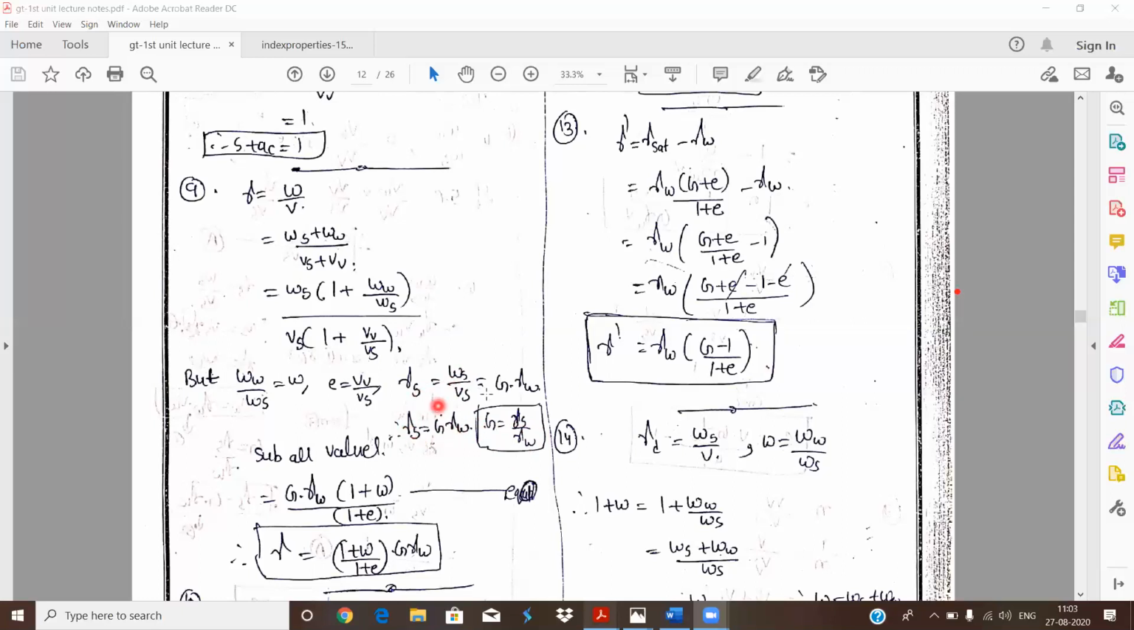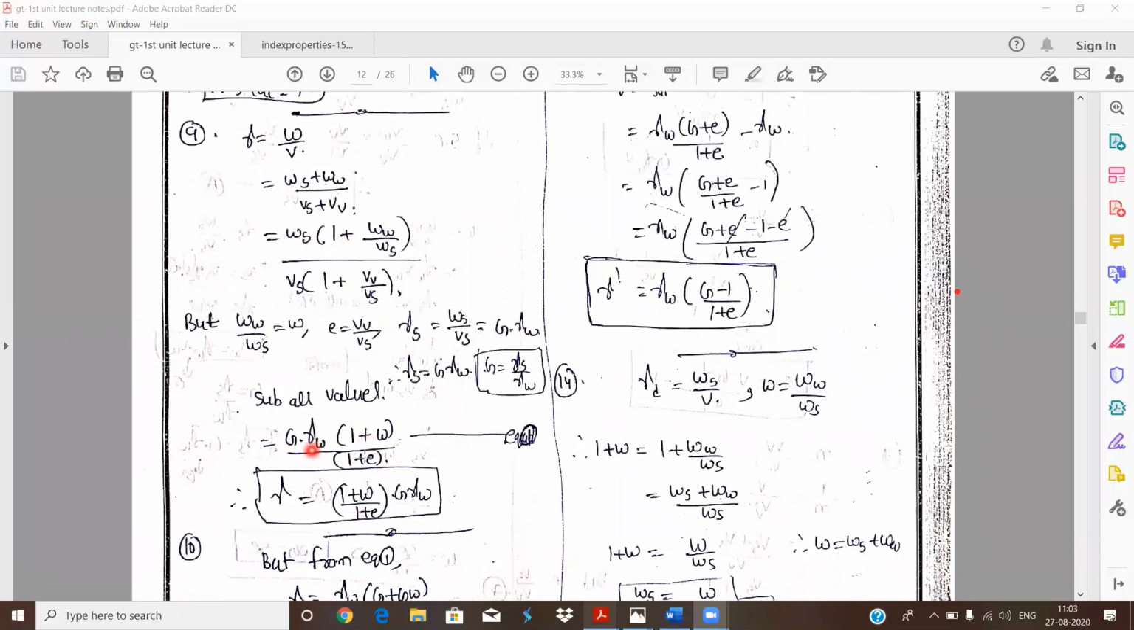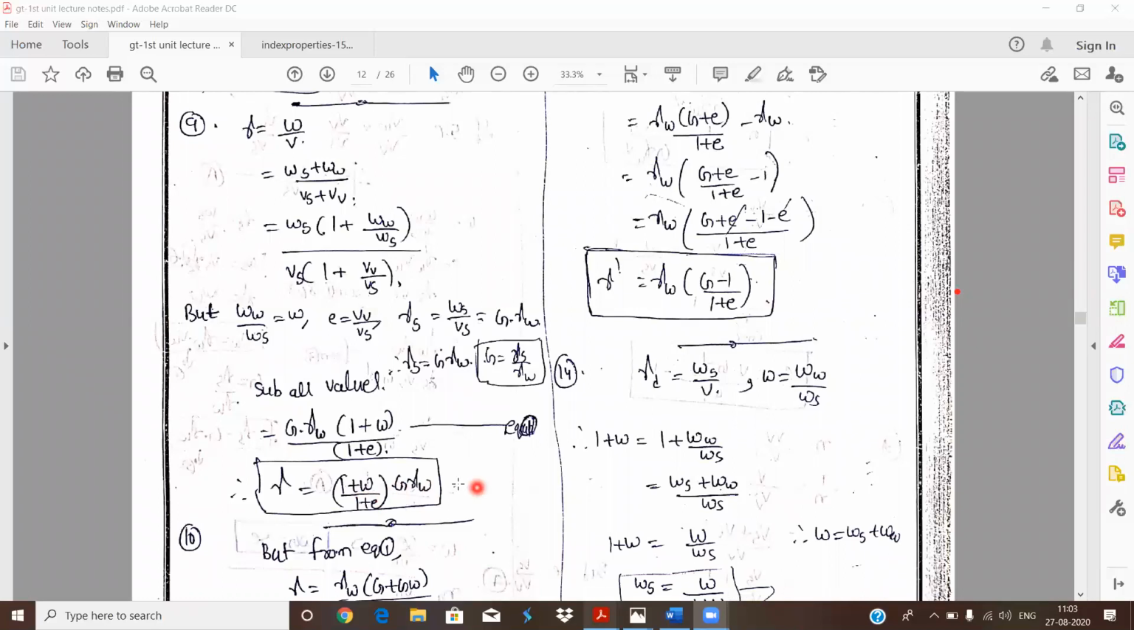Equating both equations and placing one in the other, since Ws by Vs equals G into gamma w, we can directly replace it. So the final equation comes out as gamma equals G gamma w times (1 plus w) by (1 plus e). This is the equation most frequently used in problems.